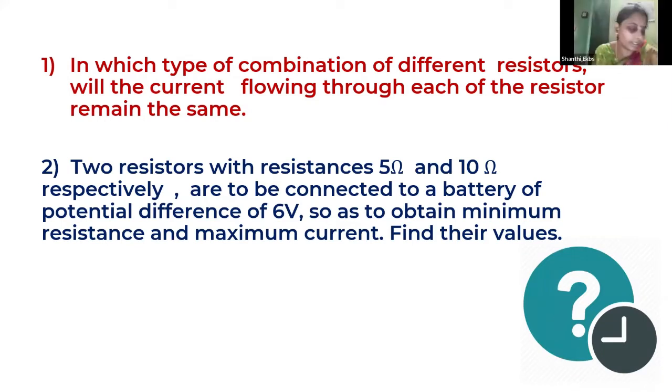Resistance 3.3. 1 by 5 plus 1 by 10, right? Yes, ma'am. So it will be 10 by 3. You will get 3.3 ohms. And potential difference is 6 volts. So what will be the current?